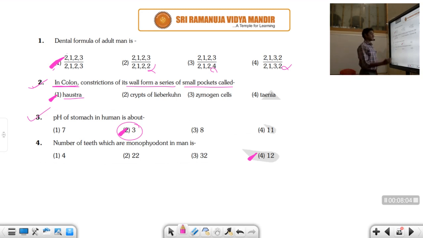Next, the number of teeth which are monophyodont in man is 12. The answer is 12. The monophyodont teeth in man number 12. This is also something we will discuss later.